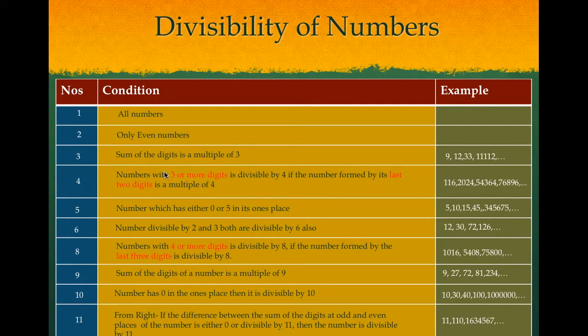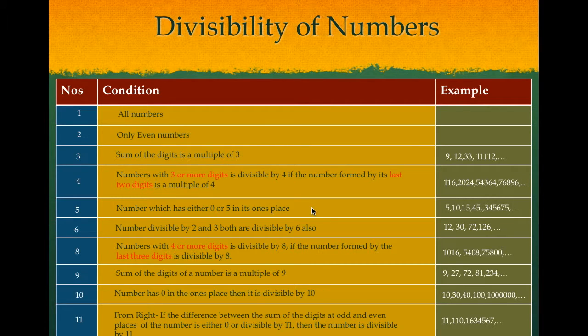For 4, a number with 3 or more digits is divisible by 4 if the number formed by the last 2 digits is a multiple of 4. So the first condition is that it has to be 3 or more digits. And then we have to check the last 2 digits. For example, this number 2024. The last 2 digits, 24, is a multiple of 4. Therefore this number is divisible by 4. Similarly the last 2 digits 96 is divisible by 4. Hence this number is divisible by 4.